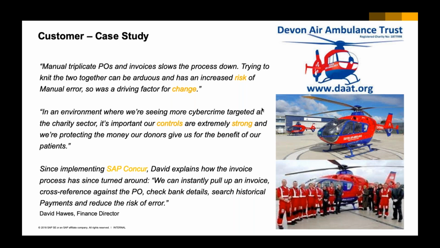All this didn't help the finance team get a clear view of spend. So according to David Hawes, their finance director, they can now instantly pull up an invoice, cross-reference against a PO, check bank details, search historical payments, and reduce that risk of error.